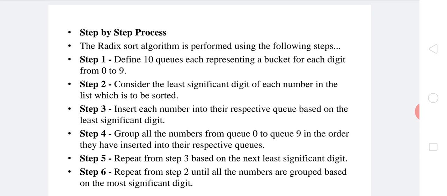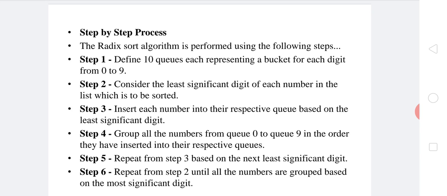In step number 2, consider the least significant digit of each number in the list which is to be sorted. Just keep in mind, step number 2 depends on the least significant digit, which is the 0th location element, or the first unit of a number. In step number 3, insert each number into its respective queue based on the least significant digit.